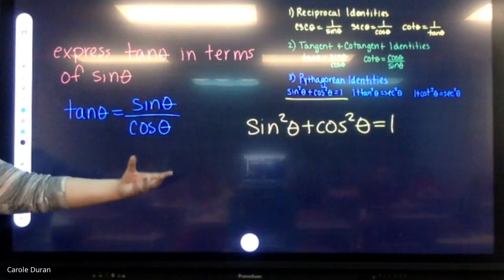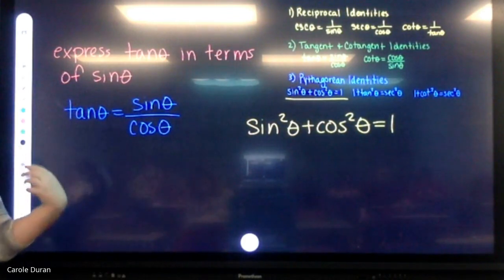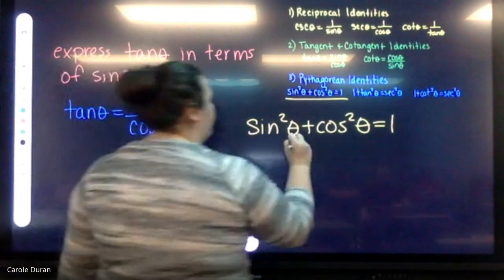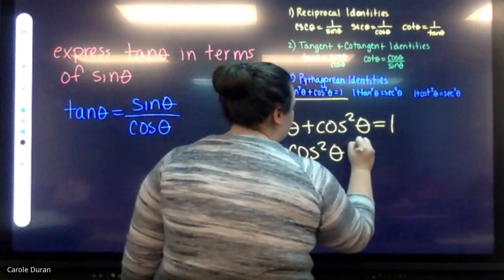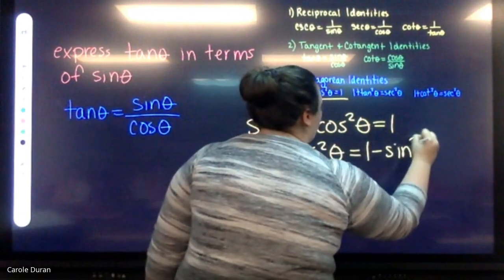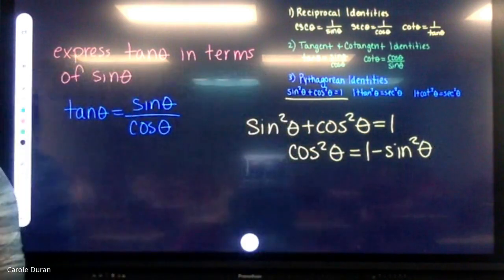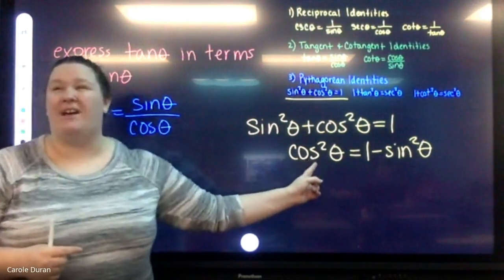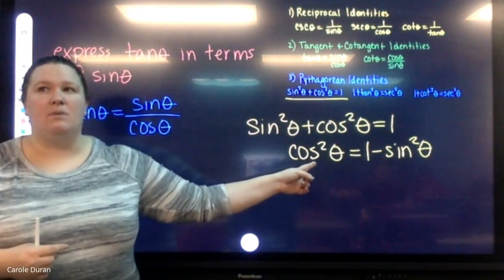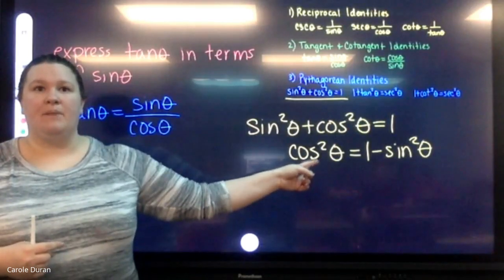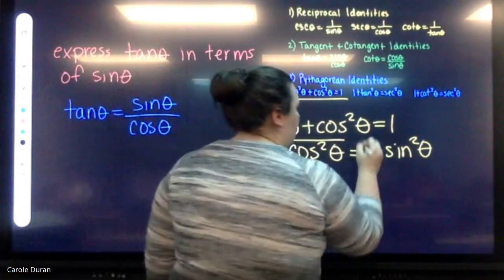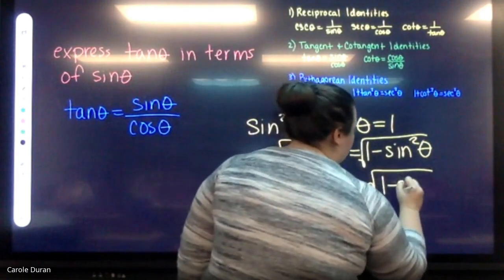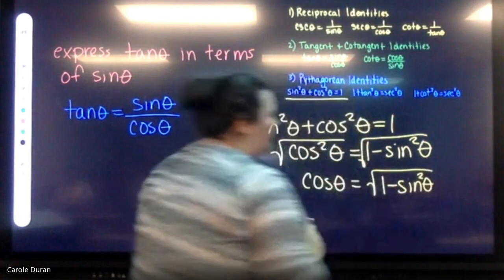So what's the first thing I'm going to do to get cosine by itself on the left-hand side? Subtract the sine squared over, just like we did in this first problem. So now I have cosine squared equal to 1 minus sine squared theta. I have a singular cosine in this tangent equation, so I need a singular cosine in this Pythagorean identity. So what am I going to do? Square root both sides. I know I'm taking only the positive version. So I get cosine is equal to the square root of 1 minus sine squared theta.